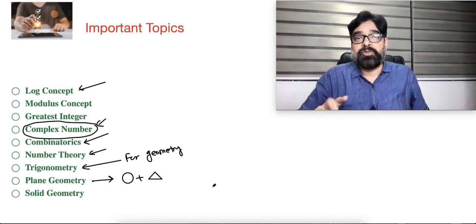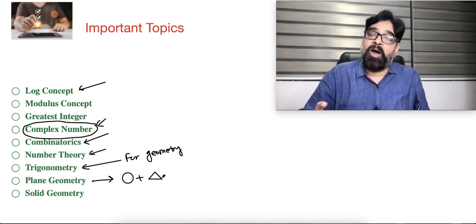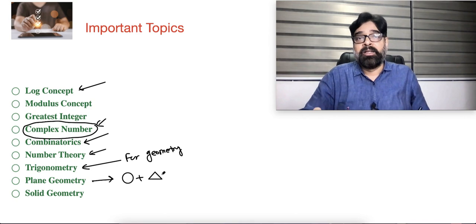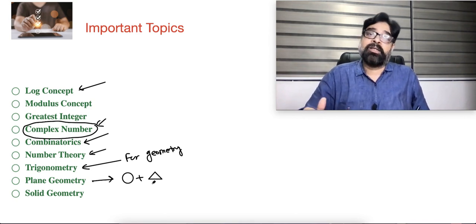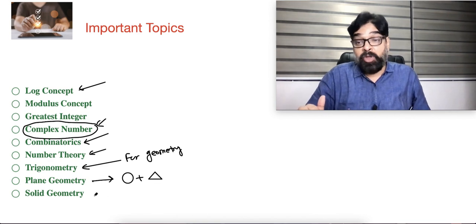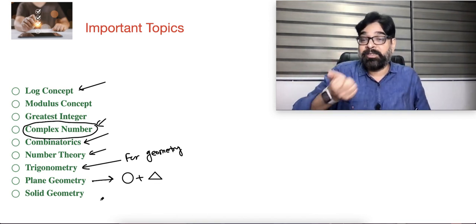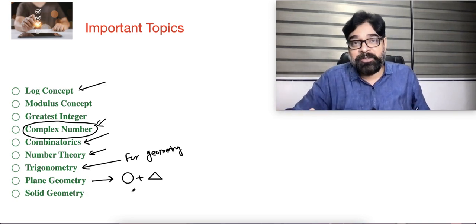Circle and triangle, they used to mix it. So you should know all the theorems related to circle and all theorems related to triangle, and of course circumcenter, incenter, excenter, orthocenter, centroid. All those things you should know. Okay, and solid geometry. Generally in questions 11 to 15 you see solid geometry questions.